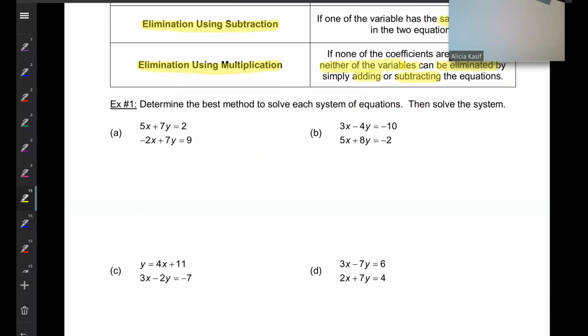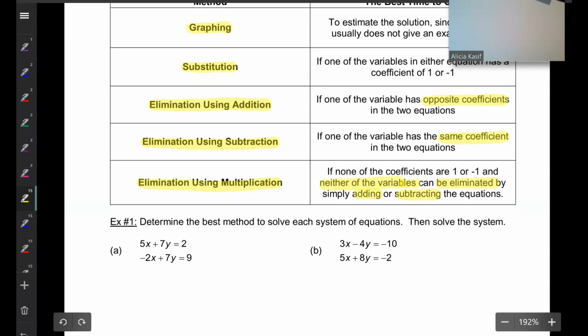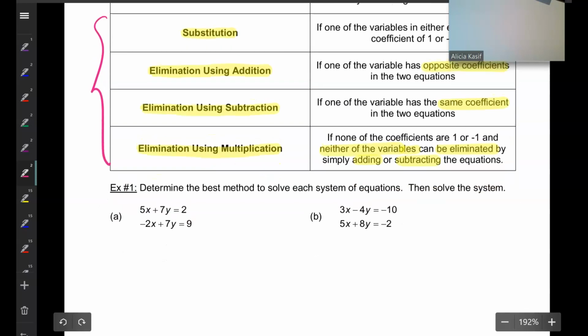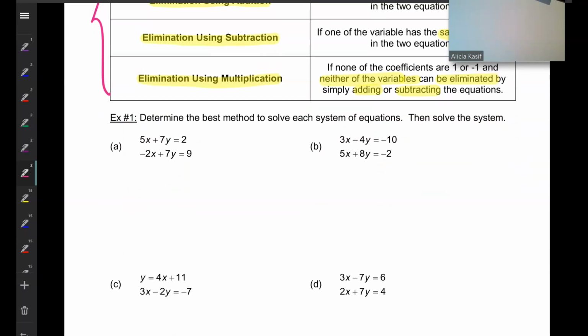So in this first one, we want to determine the best method to solve each system of equations and then solve. Now, we're not going to be using graphing for any of these, so I want you to choose one of those four methods to solve each of these. You're going to do the same thing for homework.